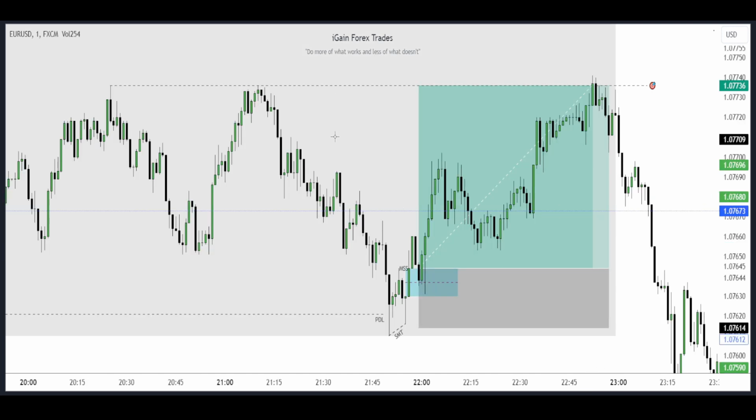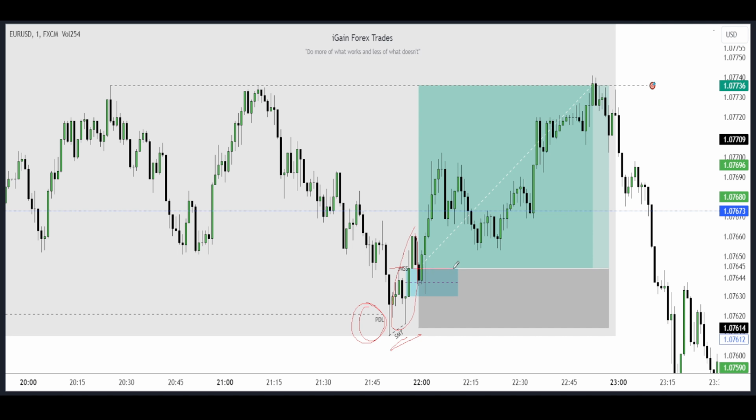Looking at this setup here, this previous day low, let's change the color. This previous day low has been taken, and then we have this SMT divergence with GBP USD. So market structure shift, and we can see here that we have this displacement around this green line, and these three green candles that created this bullish fair value gap.